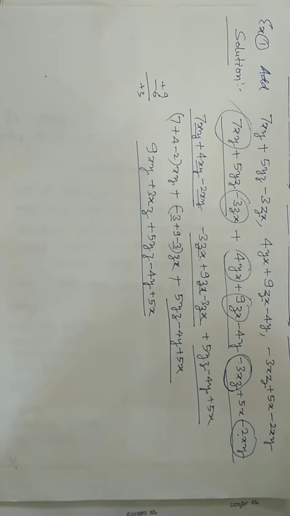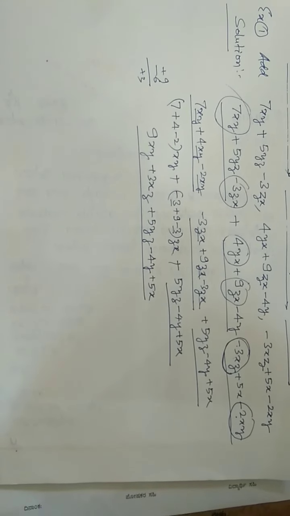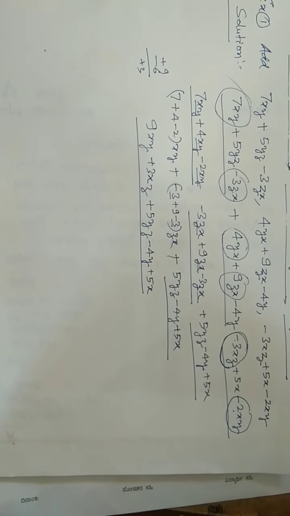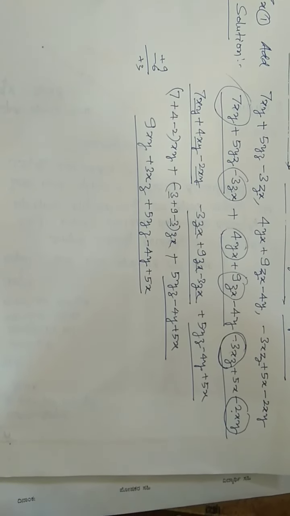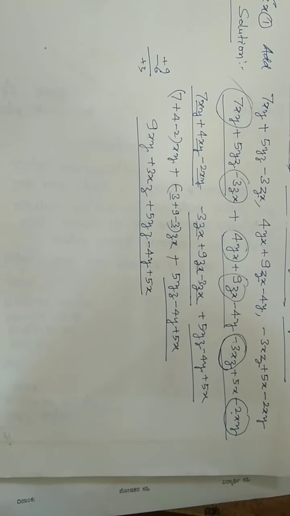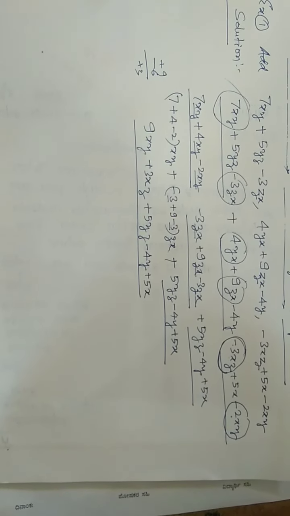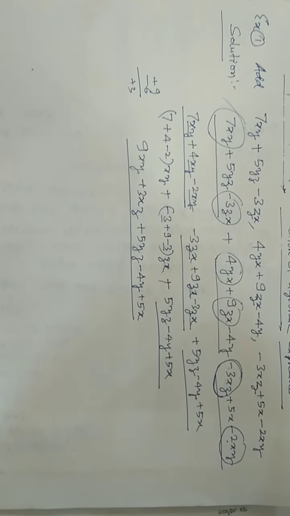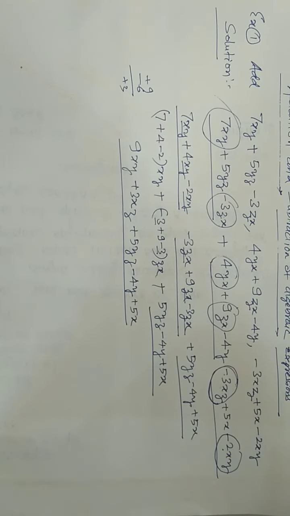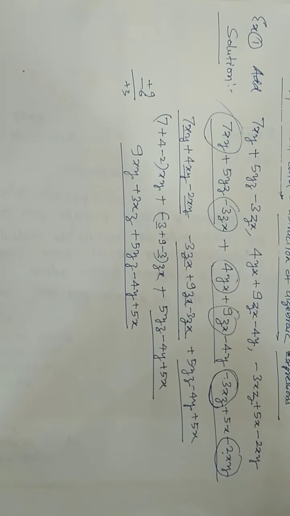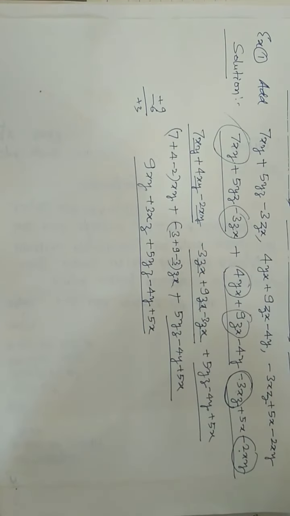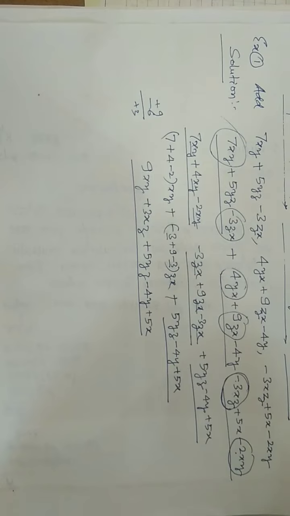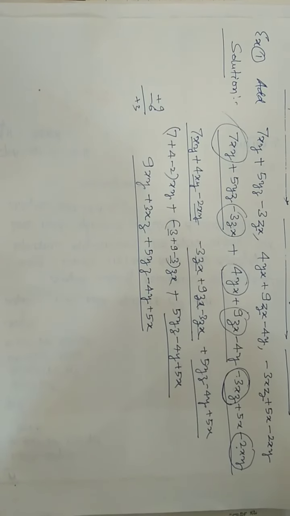Yes, dear students, you can see that all the three expressions that are given we have written, and we have added and subtracted according to the given operations. So the answer is 9xy plus 3xz plus 5yz minus 4y plus 5x, the final answer. And this is how we have to add and subtract the given expressions.